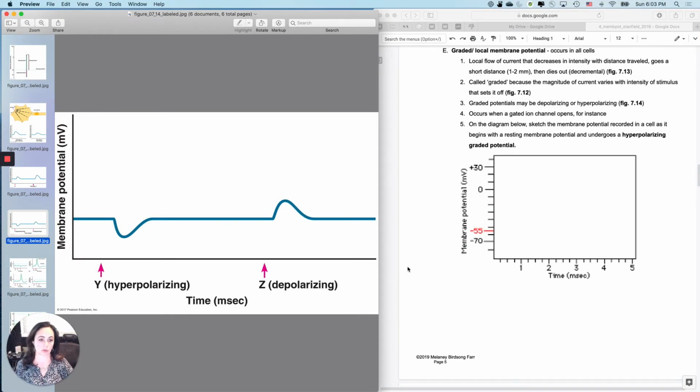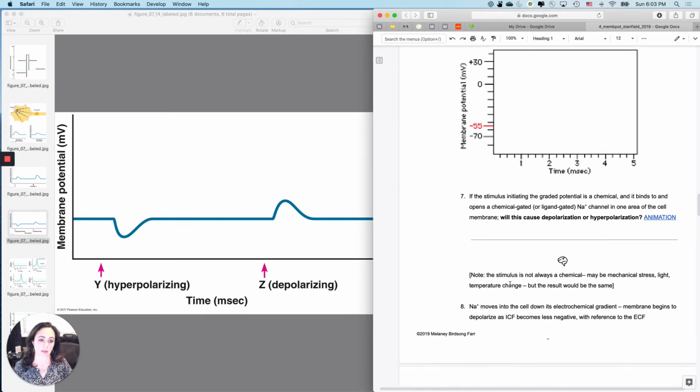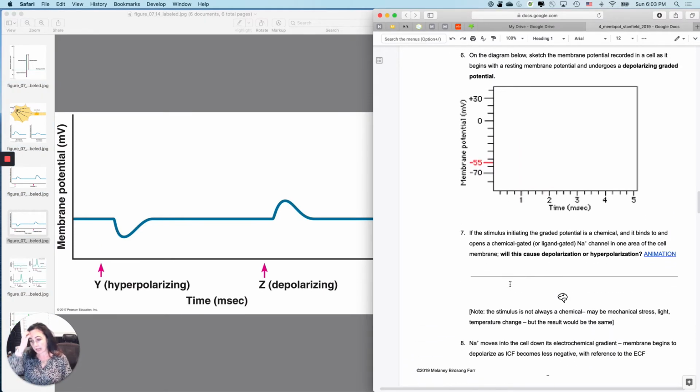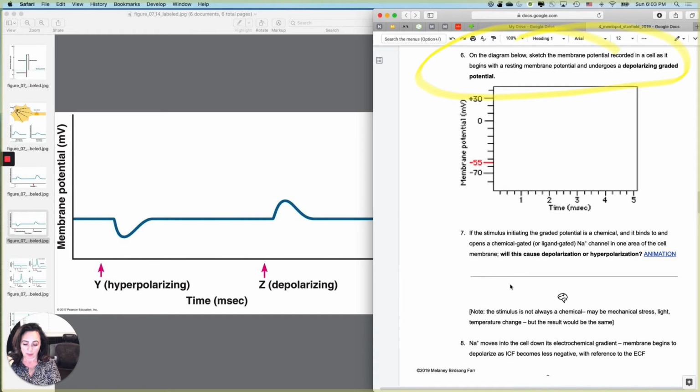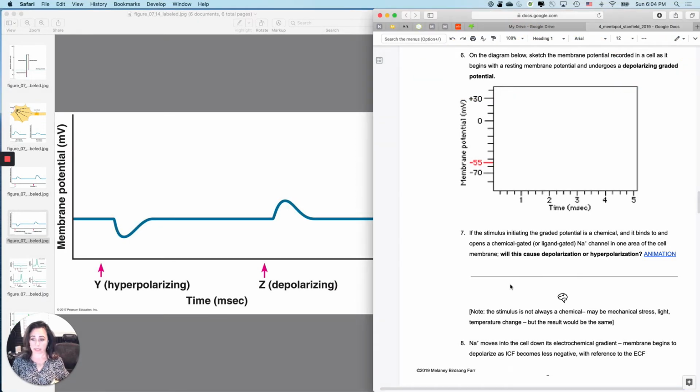All right, so now let's do the next one. The next one is kind of exactly what you would expect if you were thinking. On the diagram below, sketch the membrane potential recorded in a cell as it begins at resting membrane potential and undergoes a depolarizing graded potential. Now, again, it's really important that you understand that this terminology right here is putting the terms together with the functions. And it's super important that you understand the words that I will use to ask complex questions. So I'm trying to make sure that you can do this when you are actually practicing in your notes. So we're going to do it again. We're going to practice this same kind of thing, and we're going to do this one.